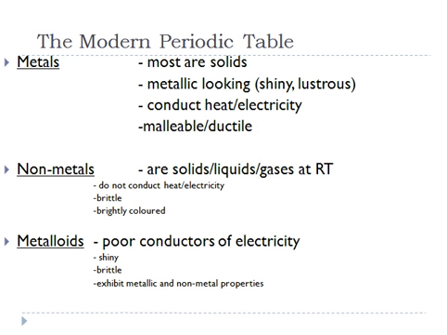A couple of other groups on the periodic table that you have seen before are the metals, nonmetals, and metalloids. Metals, most of them are solids. They're metallic looking, so they have that gray, shiny, lustrous look. They conduct heat and electricity very well, and they're malleable or ductile. Malleable means we can bend them, and ductile means that they can be pulled into wires.